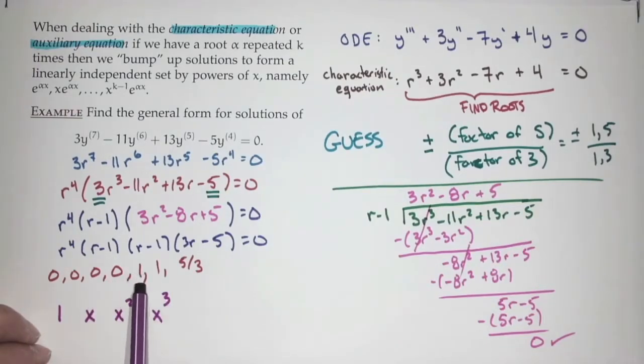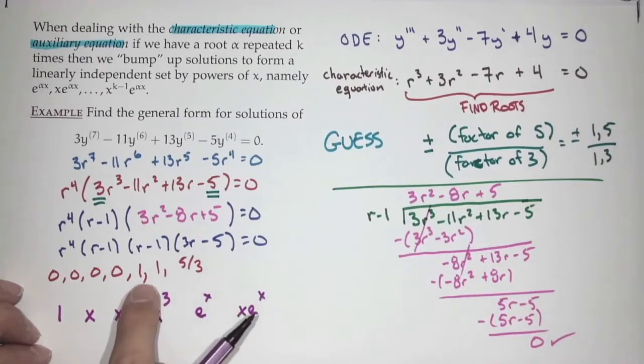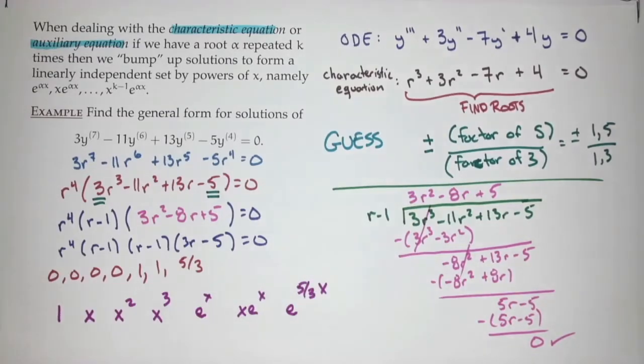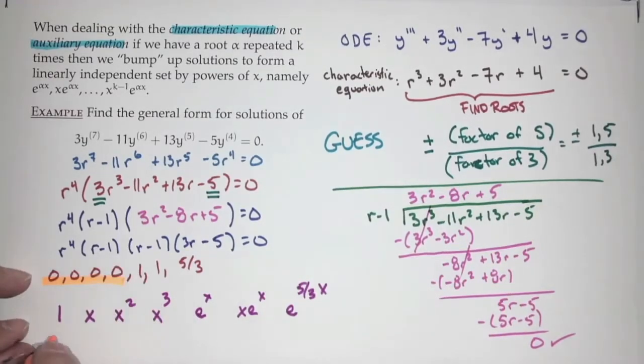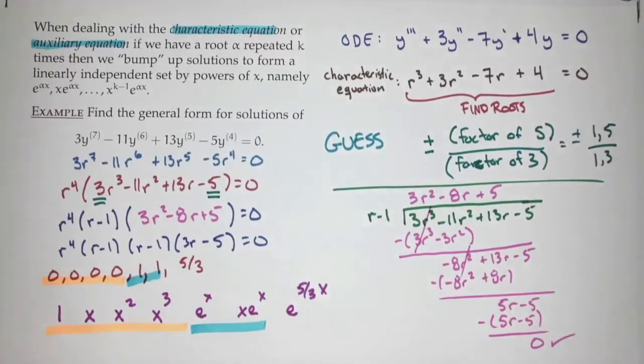E to the x, as we're at our next root, which is 1. So our next function is e to the x. What's our next one? X e to the x, because we have a repeated root. What's our next function? E to the 5/3 x. So we have that the 4 roots, 0, 0, 0, 0, correspond to the first 4 functions, and then the 2 roots, 1, 1, correspond to the next 2 functions, and the last root of 5/3 is the last function.